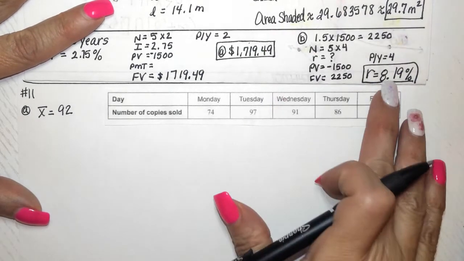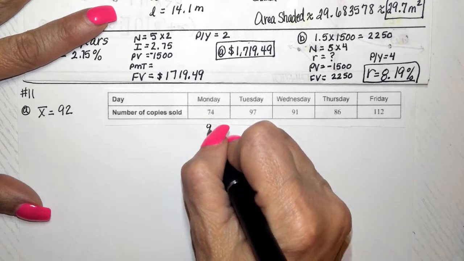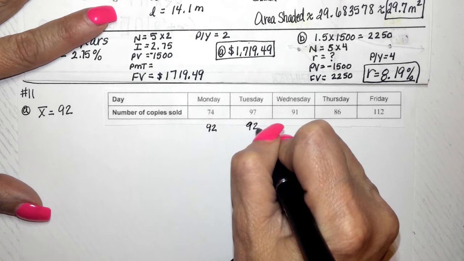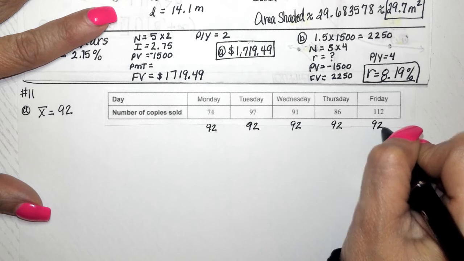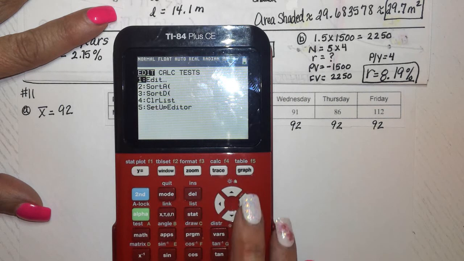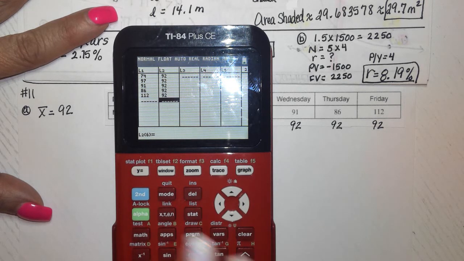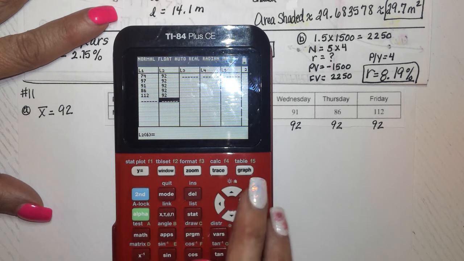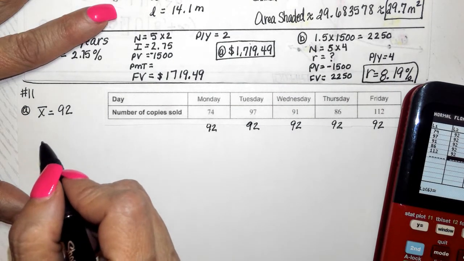So if she wanted to sell the same number, then the expected number is that she was going to sell 92. That means she expects to sell 92 every day because that's the average number. So I'm going to go back to my stat, edit, and put in 92 every day because that's how many she expects to sell, the average number. Okay, so I've got all those in. So find an estimate for how many copies a vendor expects to sell each day. Expecting to sell is 92.